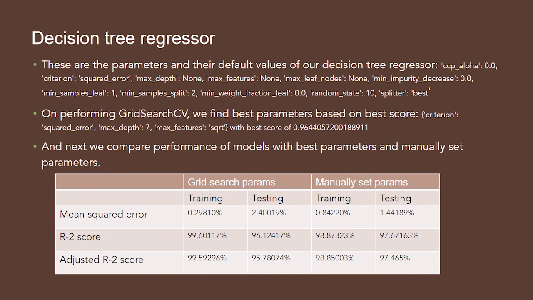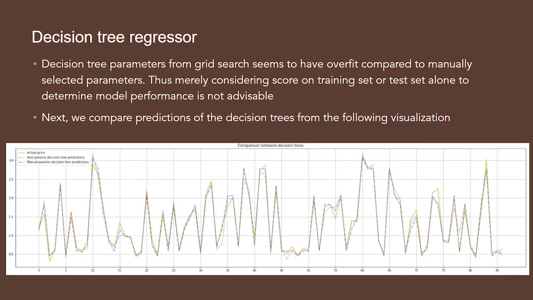And after MSE, we have the comparison of R squared and adjusted R squared, as can be seen over here. There is a plot with a yellow line depicting actual prices. The red dotted line depicts the decision tree prediction that had parameters from grid search, and after that we have this blue dot and dash line that shows the predictions from our manually created decision tree. So we can see that the blue line performs much better.